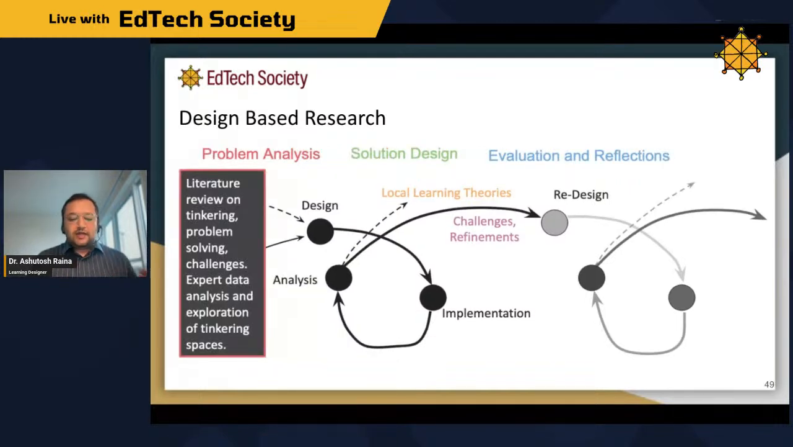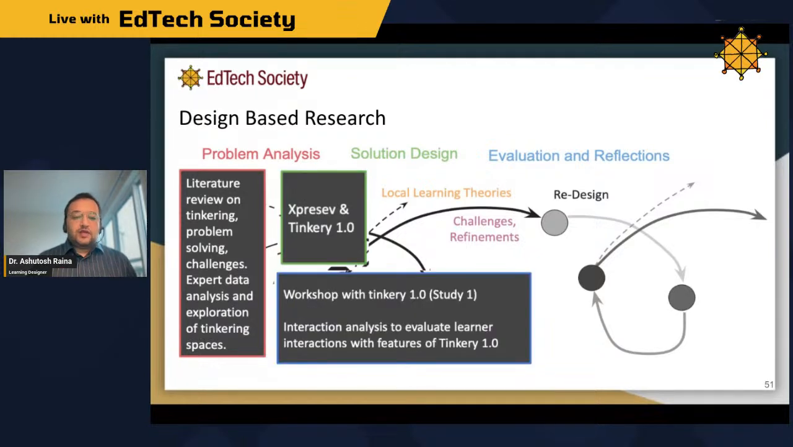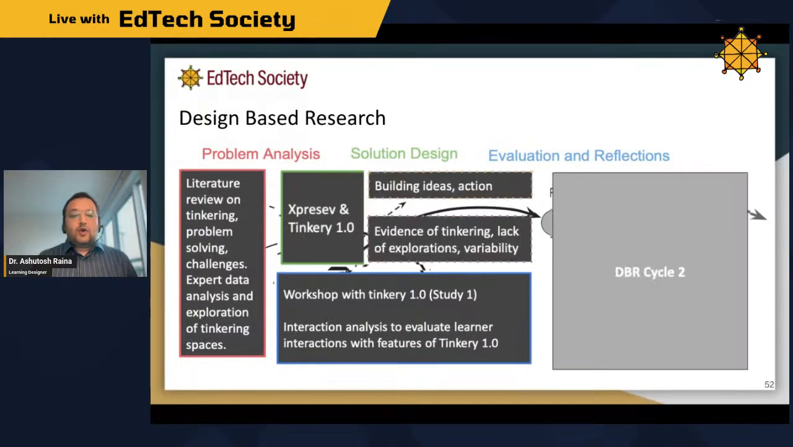So I'll quickly take you through the phases. First, we did a literature review and talked to experts, and through all of that, we designed the first version of Tinkery. Then we planned a study with it. We conducted a workshop, we had participants, and then we analyzed the data. What we saw was that tinkering is happening, but there are certain challenges.